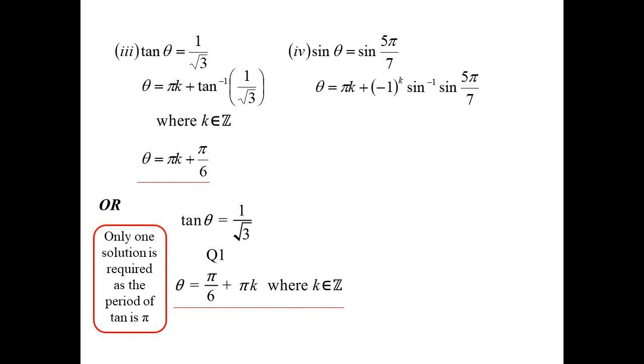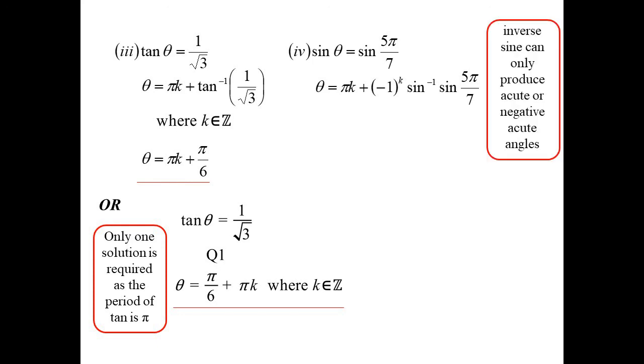So I'll plug it into my formula. Pi k plus minus 1 to the k. Now there's that inverse sine of sine. Like I say, our first question is 5 pi on 7. Which quadrant's that in? Right, second quadrant. So I can't just go inverse sine of sine is 5 pi on 7. They don't just cancel each other out, because remember, inverse sine, we can only get acute or negative acute. It's not going to be a negative acute, it's going to be a positive acute, isn't it?